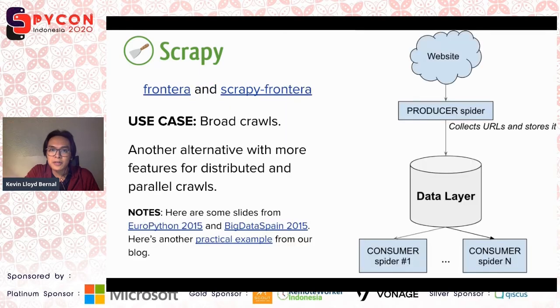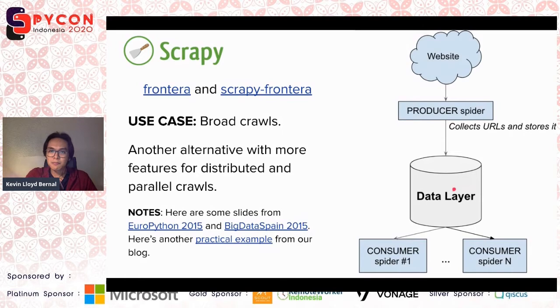Another alternative here would be Frontera and Scrapy Frontera, but this mostly revolves around broad crawls. Broad crawls, by definition, are when you're trying to crawl multiple domains, like maybe hundreds of thousands of domains that are unrelated to each other. You could use this one. So this is another alternative to Scrapy Redis when you need to do distributed crawls.